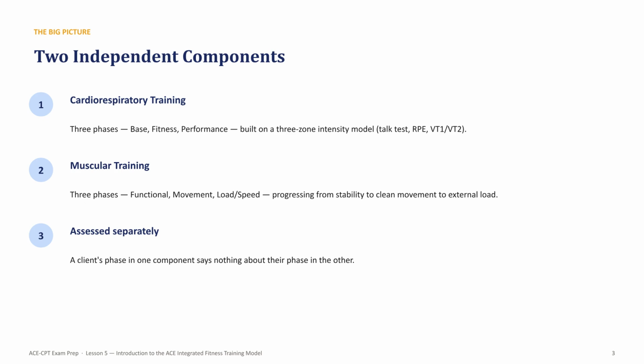The second is muscular training, which also has 3 phases: functional, movement, and load and speed, progressing from basic stability to clean movement patterns, to adding real external load.